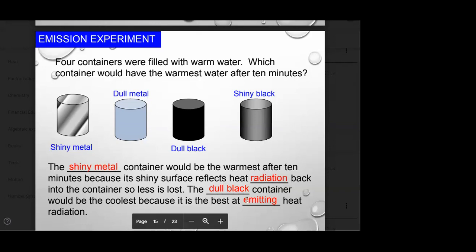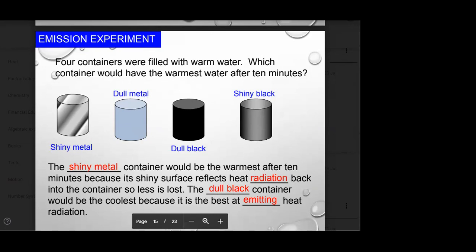So think logically. Before me telling you the answer, think logically. What do you think? Which of the containers will be hottest? Think once. Dull metal, dull black, or shiny black? Dull black. Okay. Anyone else? Everyone is saying dull black.